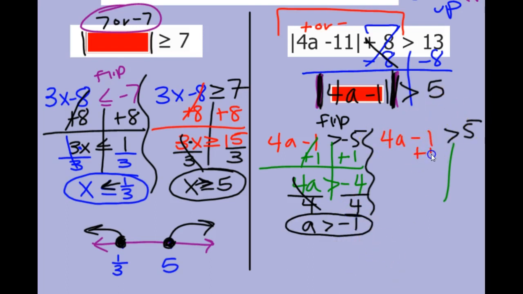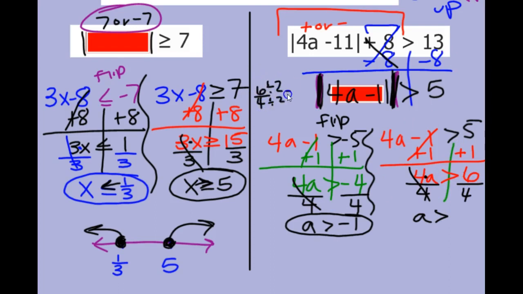Same thing over here, add 1. We have 4a is greater than 5 plus 1 is 6. And then get rid of the 4 there, divide by 4. So we have a is greater than 6 divided by 4. Well, 6 divided by 4, if you plug that in your calculator, is not going to give you a nice number. We can divide them both by 2 to give us 3 over 2, or in your calculator, 1.5. So it's not a nice whole number, but it'll work.